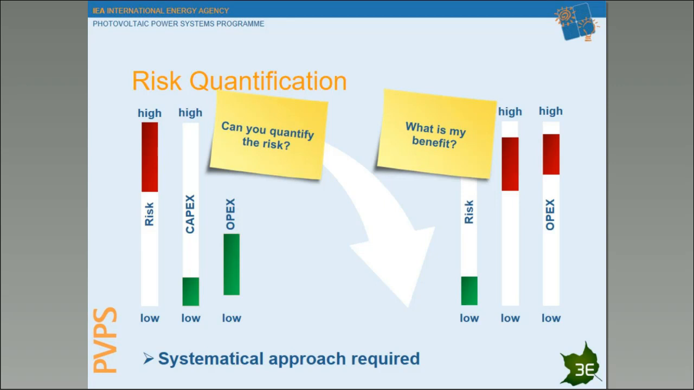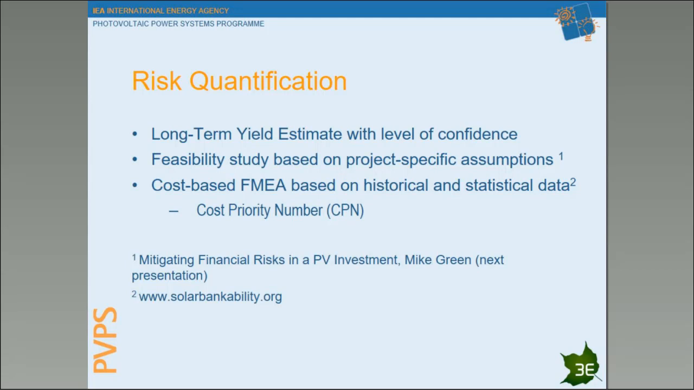On the other hand, of course, if we apply mitigation measures, we will increase the CAPEX or the OPEX or both, depending on which kind of mitigation measure we are implementing in the project. But of course, the question that we want to know is: what is my benefit? So basically, what we did is to develop the cost-based FMEA, which we called in the Solar Bankability project the cost priority numbers. I will show you in the next slide what this basically is, and you can find it in more detail in the entire report on the Solar Bankability website, that I have the link to here on the screen, www.solarbankability.org, where you will find all the explanation of this methodology.